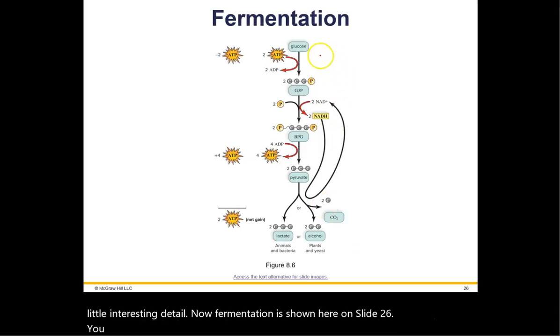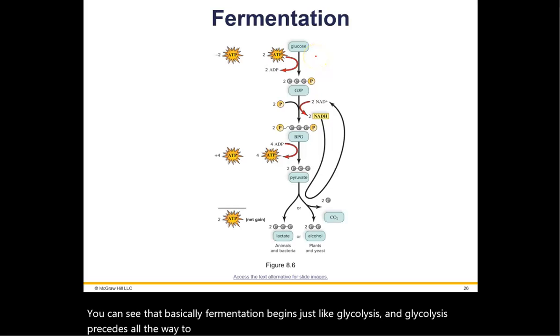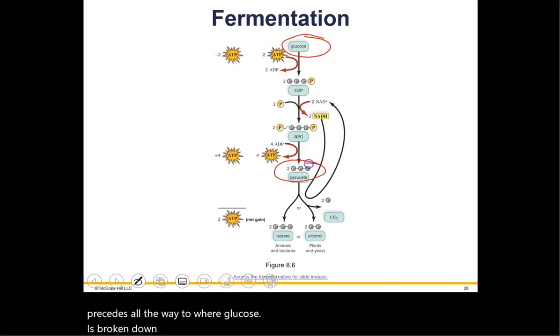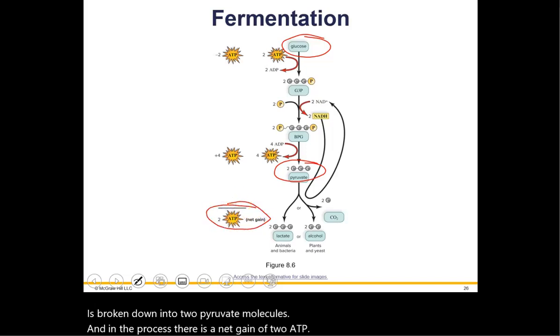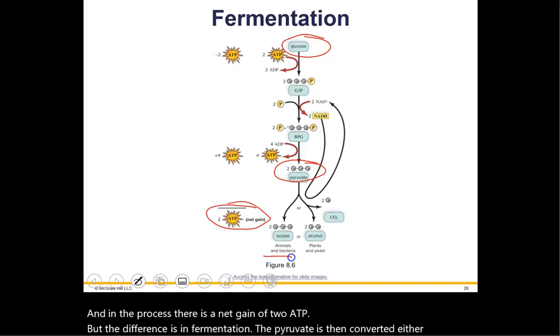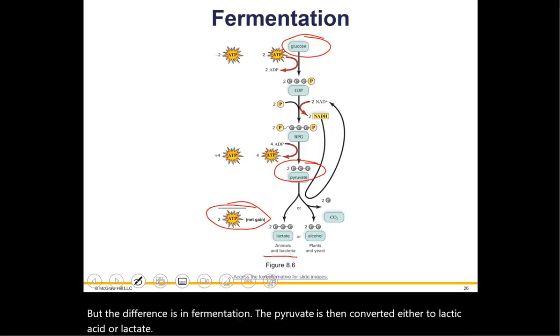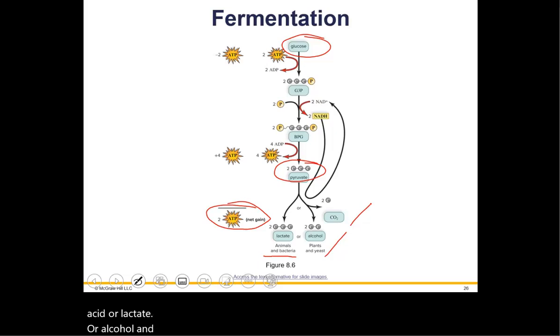You can see that basically fermentation begins just like glycolysis, and glycolysis proceeds all the way to where glucose is broken down into 2 pyruvate molecules. And in the process, there is a net gain of 2 ATPs. But the difference is in fermentation, the pyruvate is then converted either to lactic acid or lactate or alcohol and carbon dioxide. So animals and bacteria carry out lactic acid fermentation.